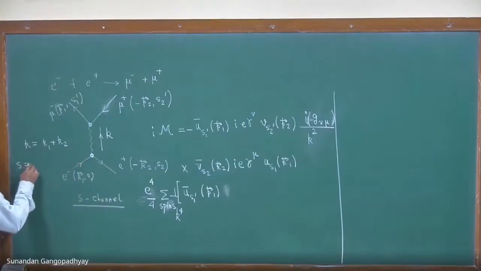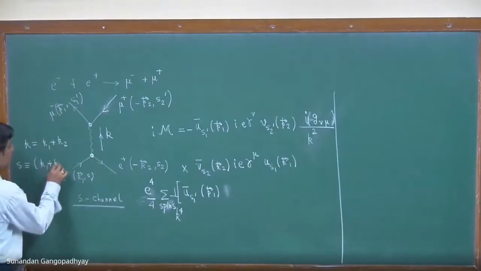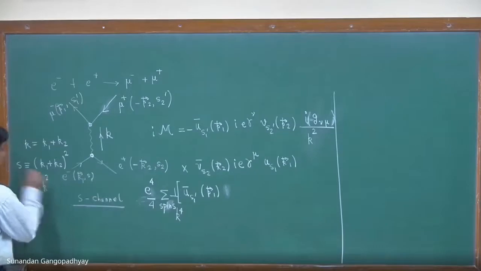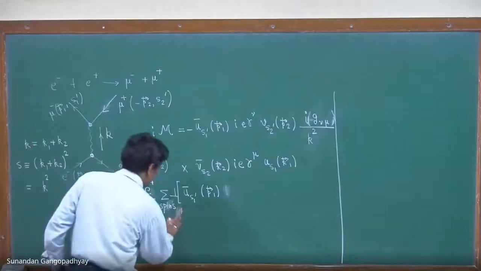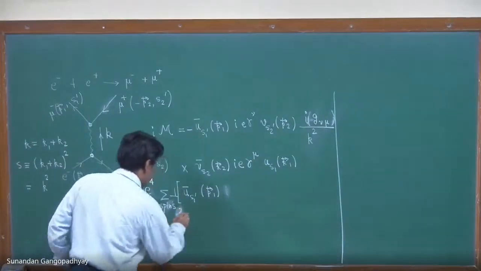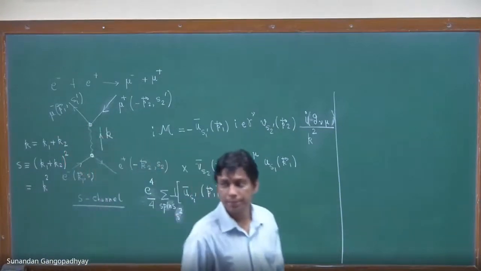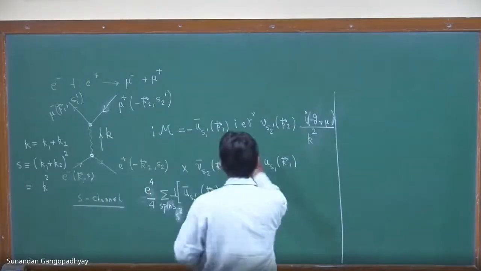And you remember the Mandelstam variable, right? The Mandelstam variable by definition is k1 plus k2 whole square. So this is basically equal to k square, because k1 plus k2 is k. So s is k square. Since you have k to the power of 4, therefore this is s square. You just change it to s square, so you have s square in the denominator. Is it okay? And then you just write these factors.